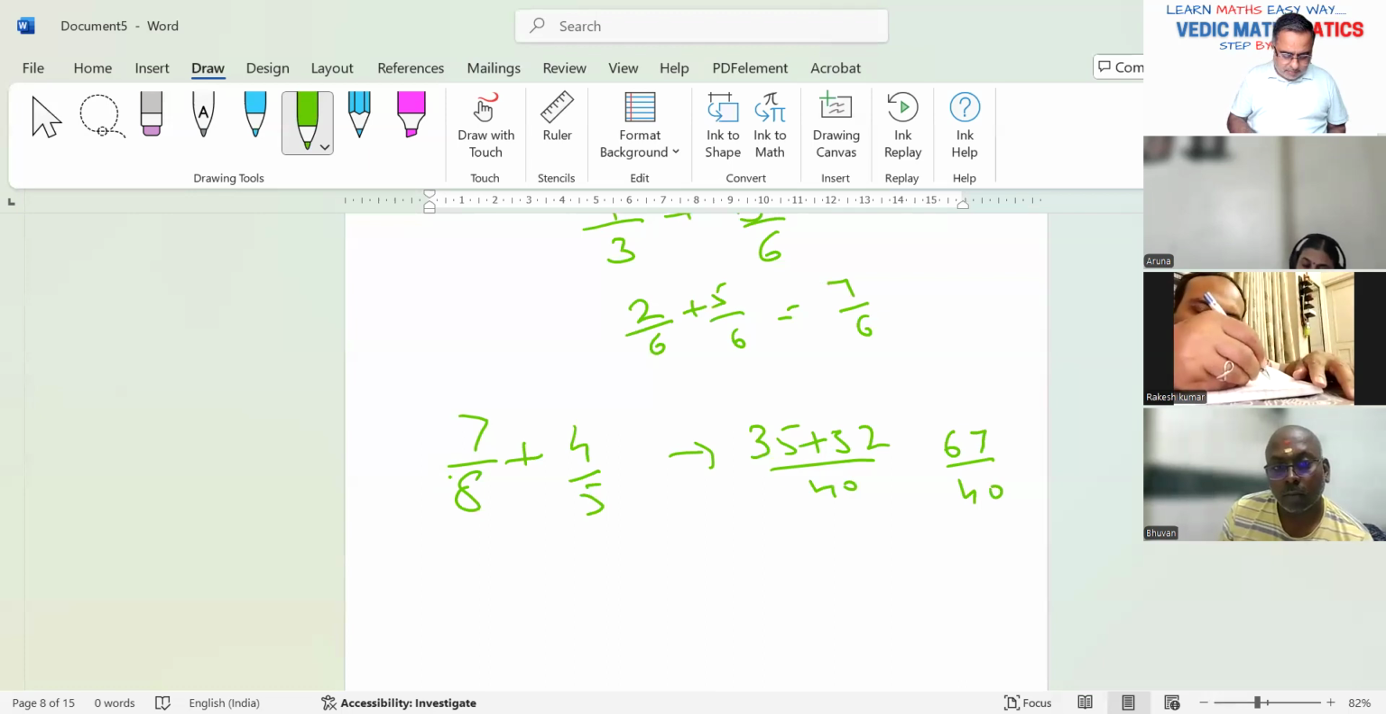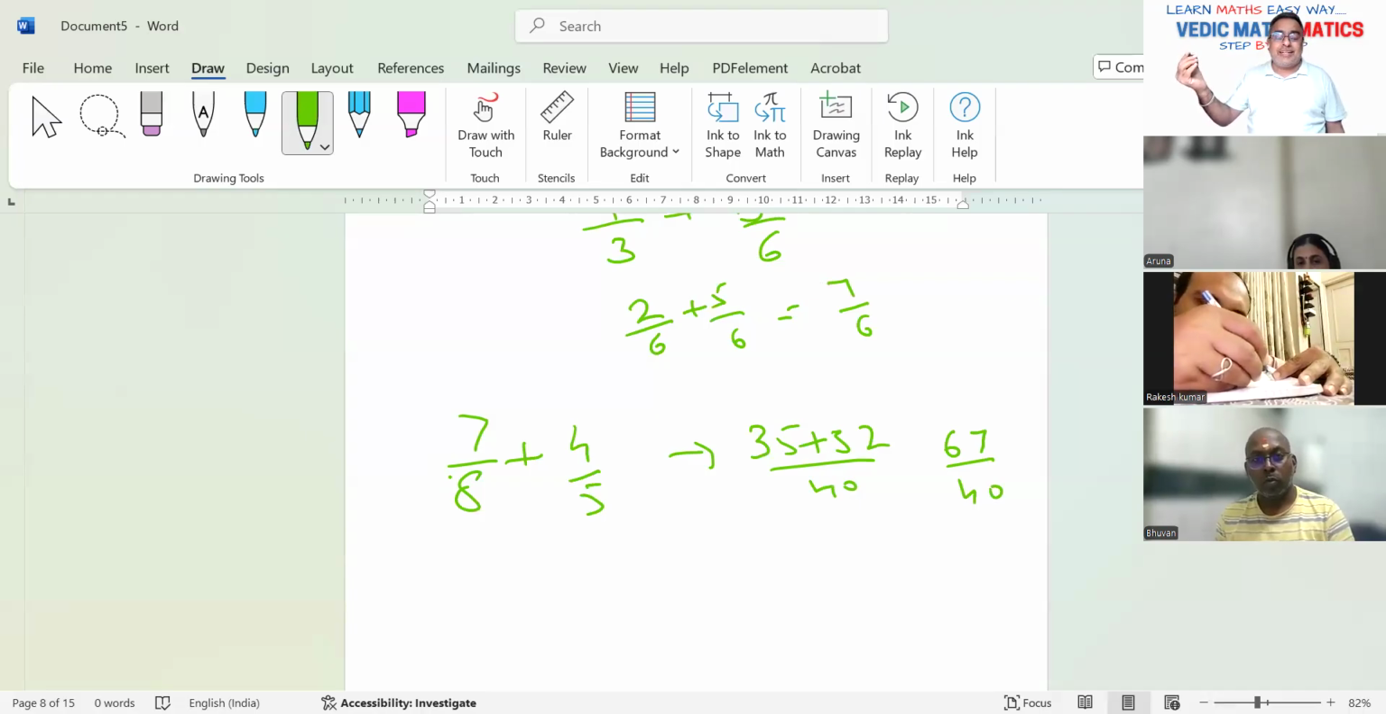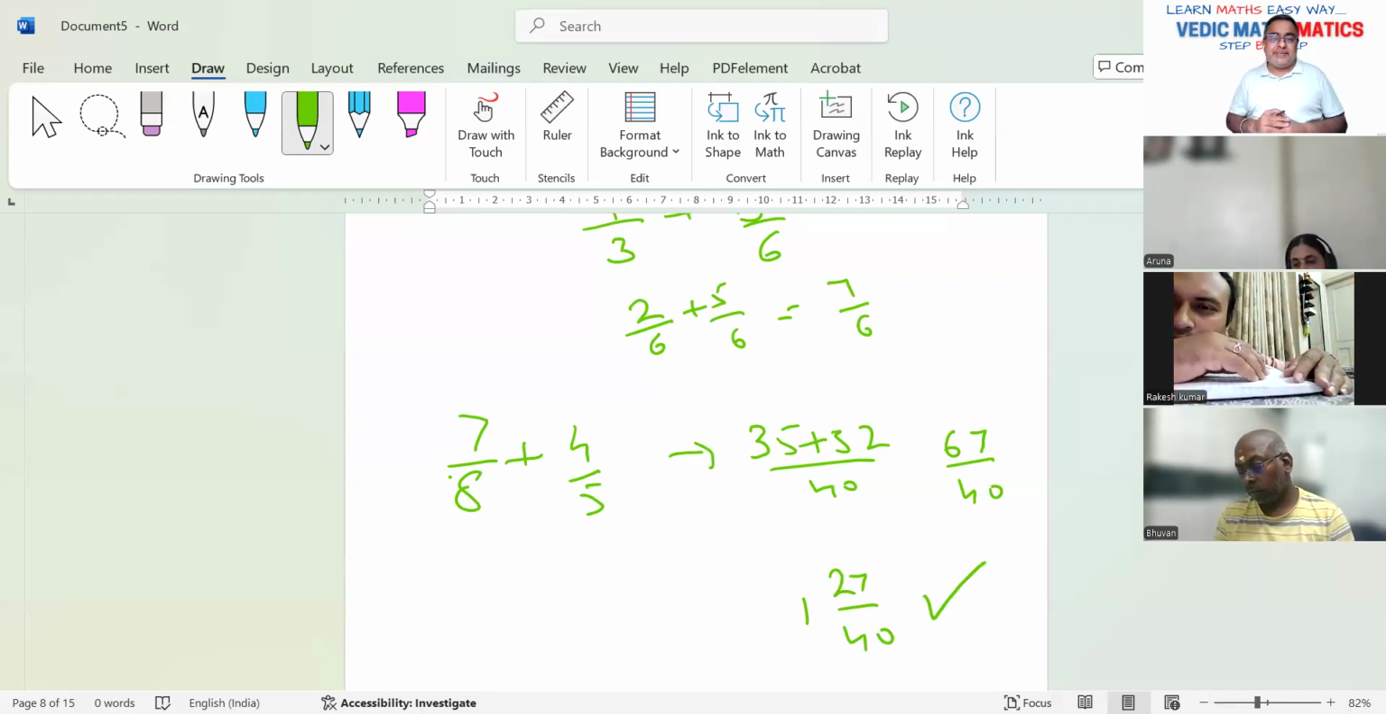This is not a proper fraction. So you have to convert. So you know the way. This is now a mixed fraction, or a proper one. Clear? Yes, any doubt?